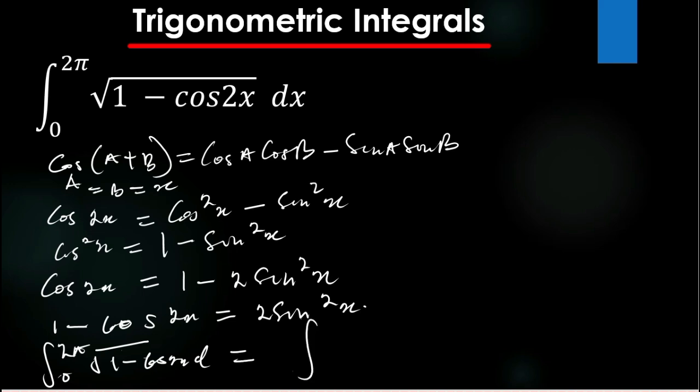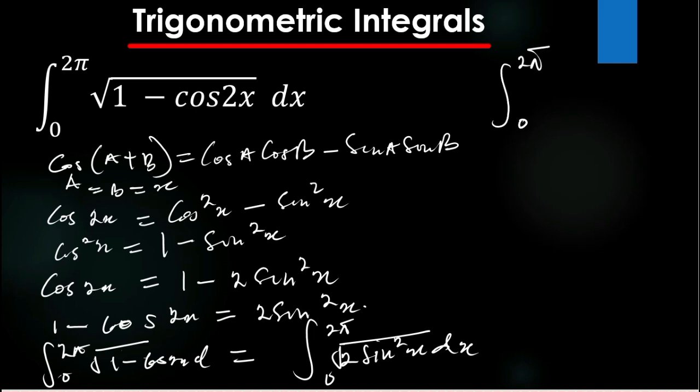the integral between 2 pi and 0 of the root of 1 minus cos 2x will be the same thing as the integral from 0 to 2 pi of the square root of 2 sine squared x with respect to dx. Now let me just rewrite it properly. Here my equation is the integral from 0 to 2 pi, the whole of this equals 2 sine squared x dx. But remember that there's a square root here.